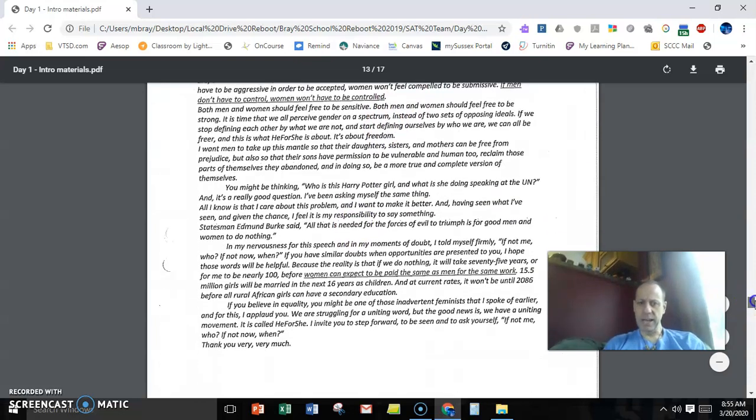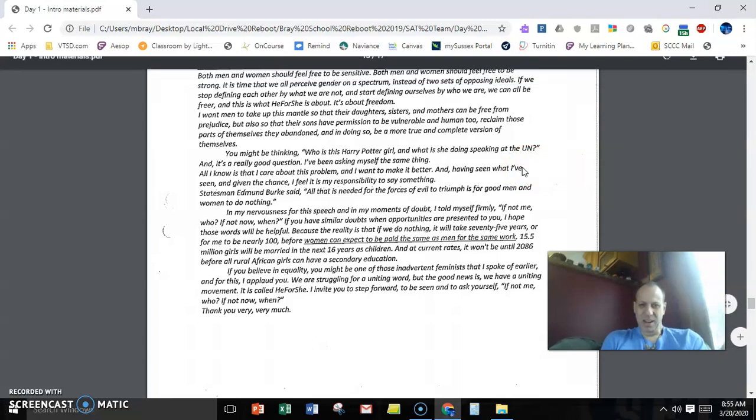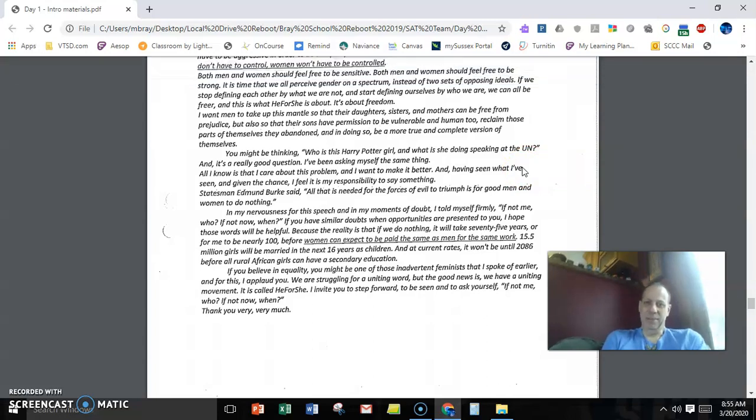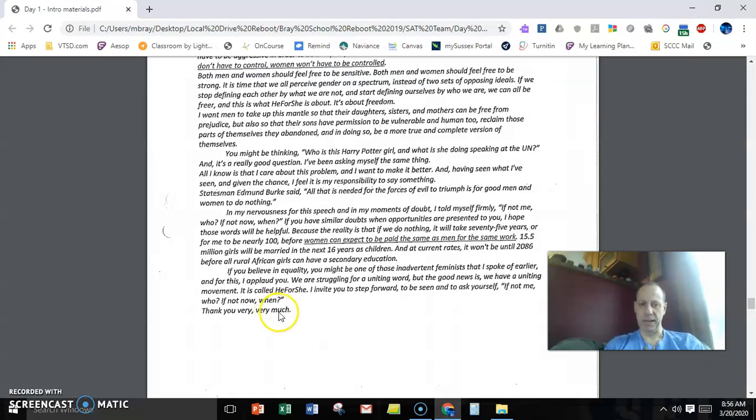And then I love at the end she addresses with a rebuttal, who is this Harry Potter girl, and why is she speaking to the UN? She's anticipating that some people are probably thinking, why do I need to listen to Hermione? I mean, she's just a movie star. And so she addresses that using the technique of rebuttal. And she even brings it to an end with a brilliant rhetorical question: If not me, who? If not now, when? So she challenges them to do something at the end.